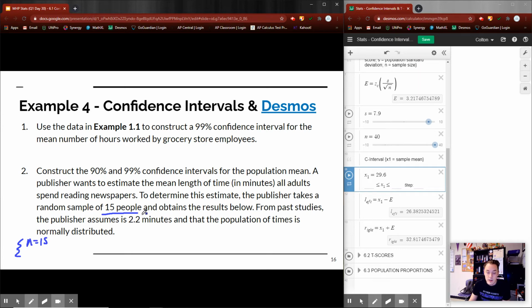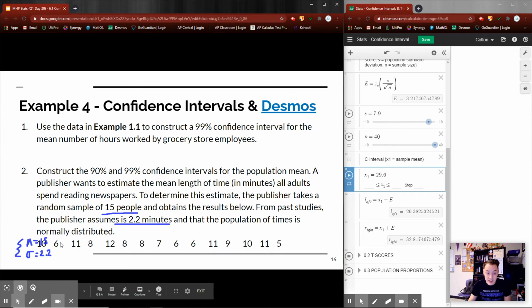All right. The publisher assumes that my standard deviation is going to be 2.2 minutes. So my standard deviation is 2.2. Okay, so I'm going to write that right here. Okay, and if we continue reading, and the population of times is, of course, normally distributed. So I have a lot of things that I need to kind of calculate here. All right. So what are the things that I need to calculate? Well, first of all, I'm given this information. So actually, let me erase all this and let me rewrite it.